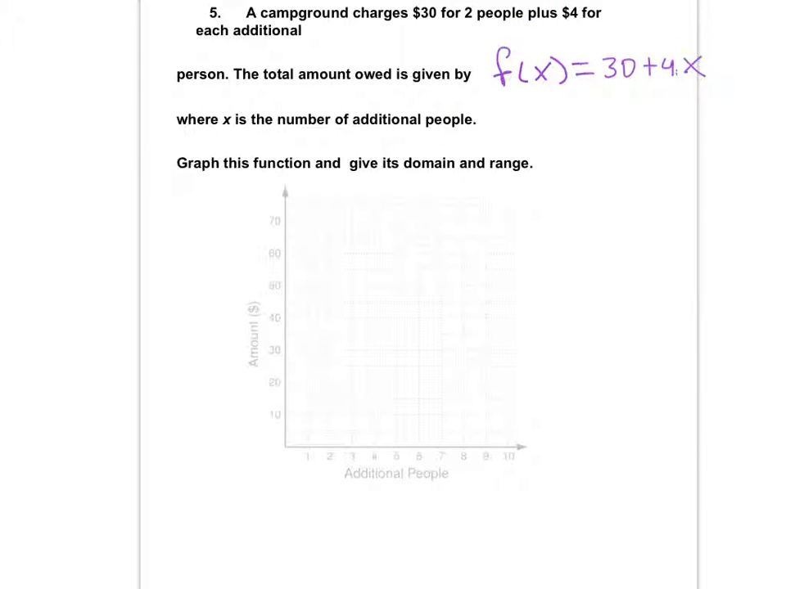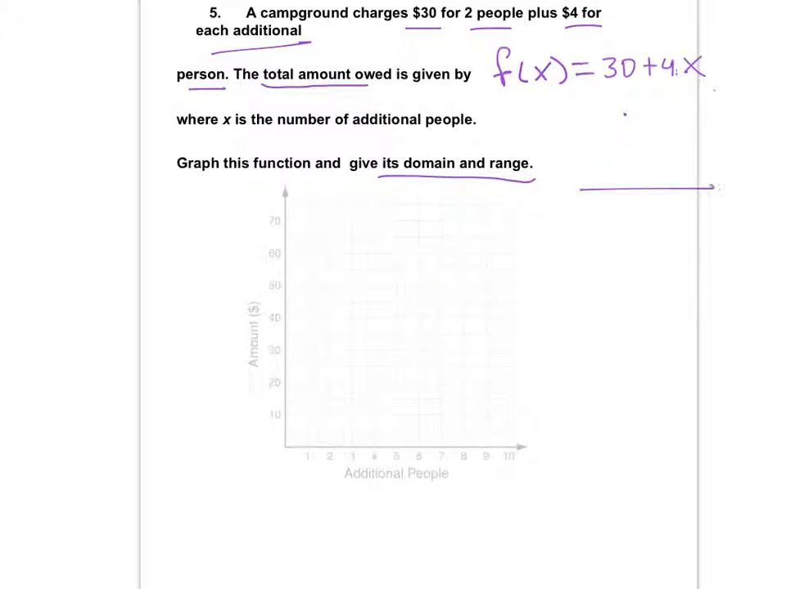Okay, in this particular problem, a campground charges $30 for 2 people, plus $4 for each additional person. Okay, that's good to know. Now the total amount owed is given by the function f of x equals 30 plus 4x. This is the $30 for the 2 people, and then the $4 for every additional person. So we're going to use that in order to complete the graph. Now it says also to graph this function and give its domain and range. Well, first of all, if 0 people go, it's still going to cost $30 because you have to prepay in order to reserve a camping ground.